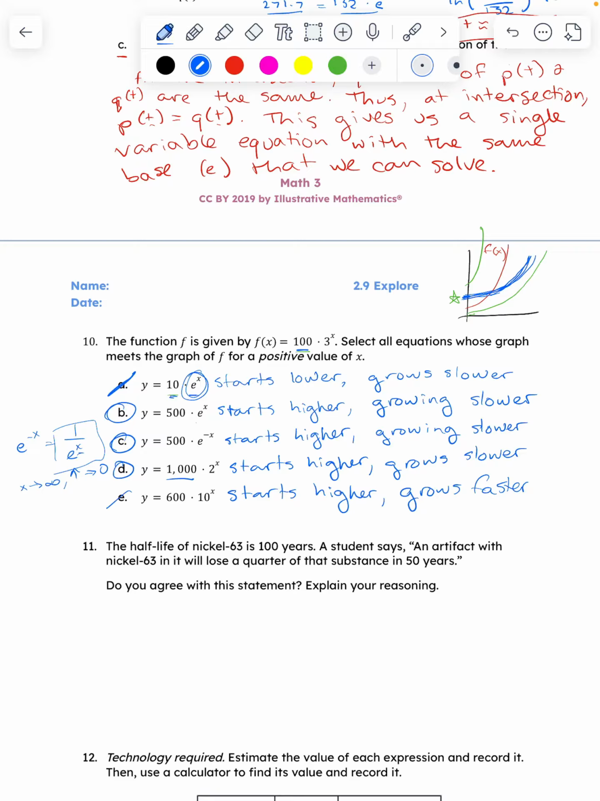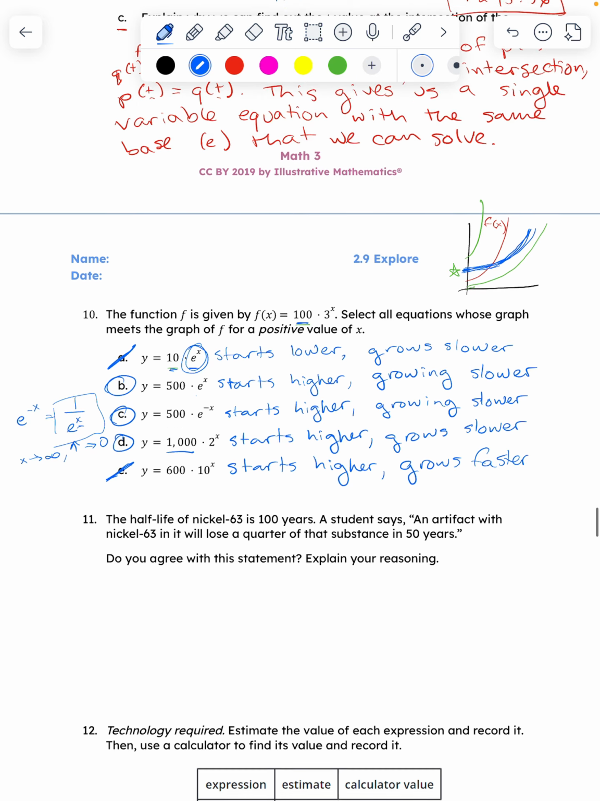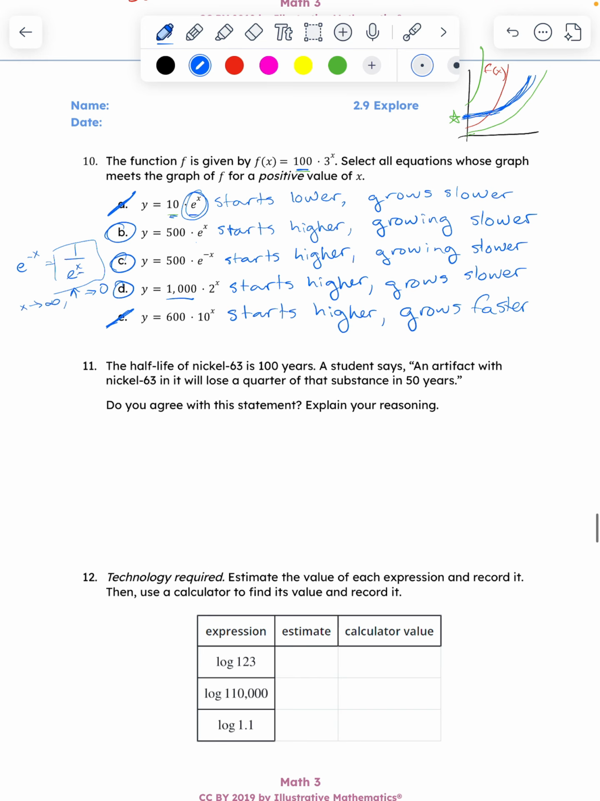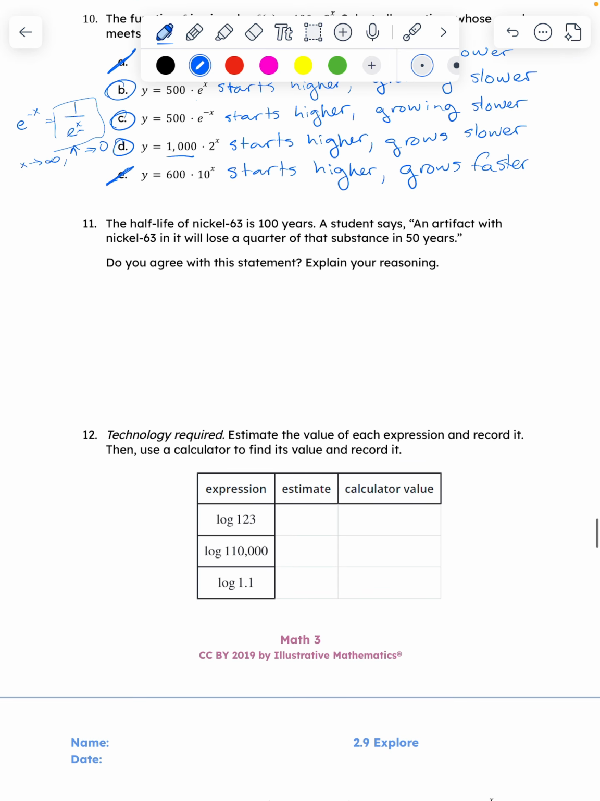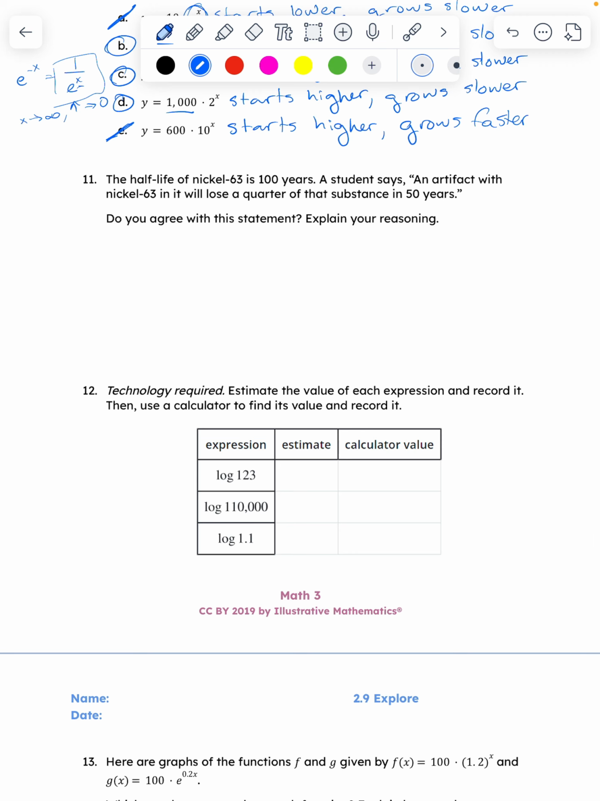B, C, and D are in because they will cross our function. A and E are out because they're either entirely below our function f of x or entirely above our f of x on our graph of these functions. I love that problem. Lots of thinking, not a lot of complicated math equations. So very, very fun. All right, making progress, making progress.